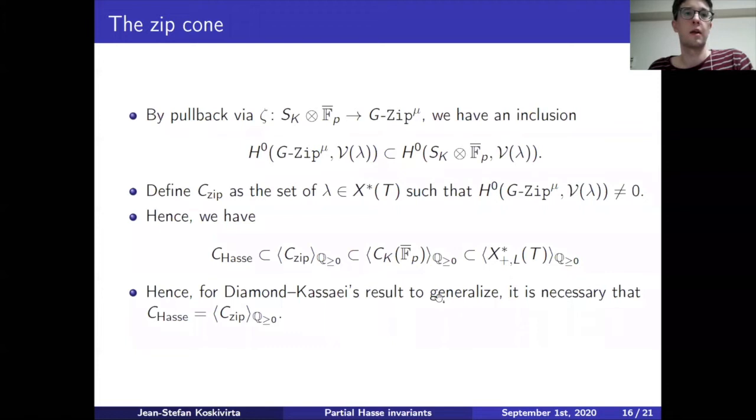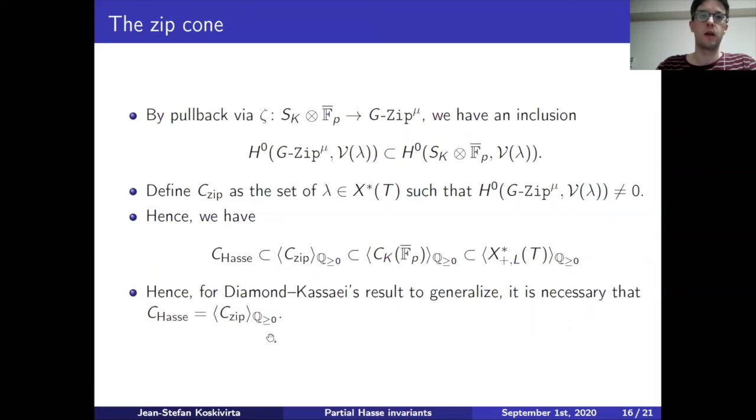And so what we want to study is the generalization of Diamond and Kassaei's results, which was that the Hasse cone is equal to this cone here, the C_K of F_p-bar, which is the cone of all possible weights of mod p automorphic forms. But we see here that for this result to generalize, it is necessary that the Hasse cone is equal to the middle cone, which is this zip cone, right? Because, for obvious reasons, this is a necessary condition. Now this is only group theory, basically, because both sides are defined in terms of group theory. So we can hope to settle this question.